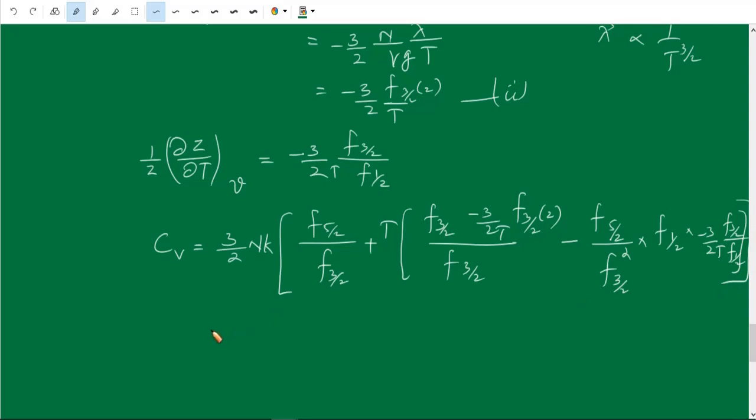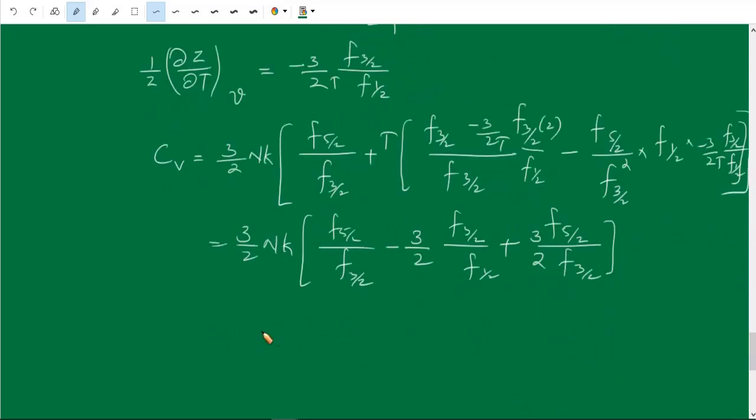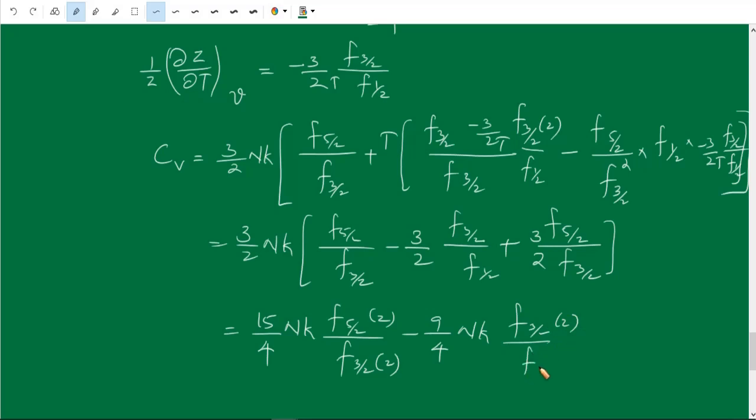Okay, so therefore the expression for the specific heat capacity is 15 by 4 NK f 5 by 2 divided by f 3 by 2, minus 3 divided by 2 into 3 divided by 2, so 9 divided by 4 NK f 3 by 2 of Z divided by f 1 by 2 of Z.